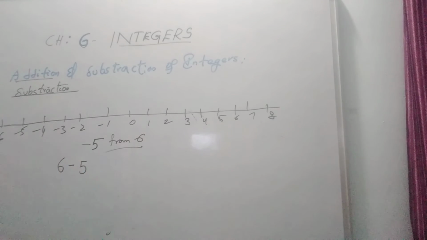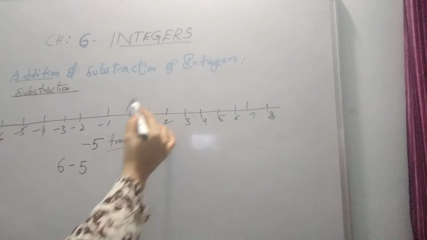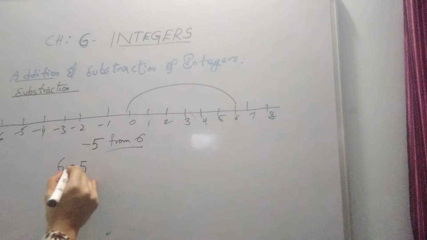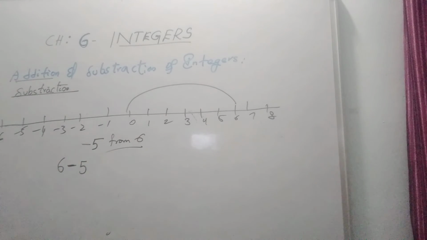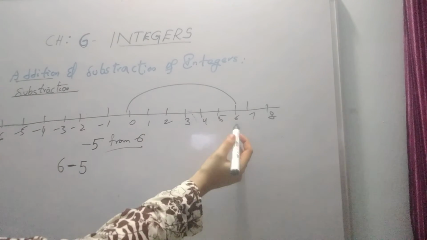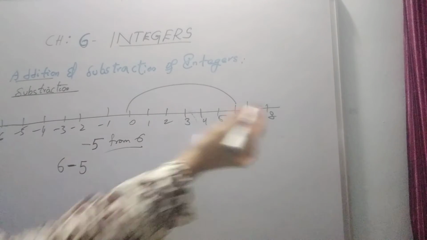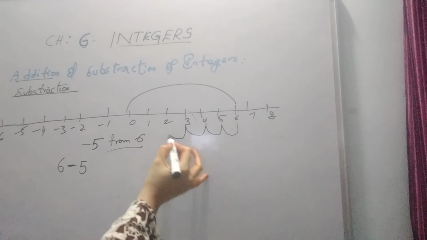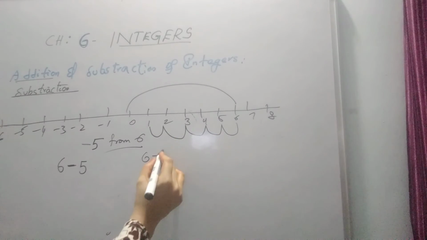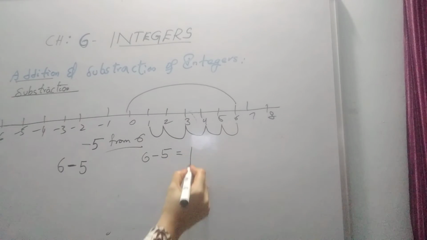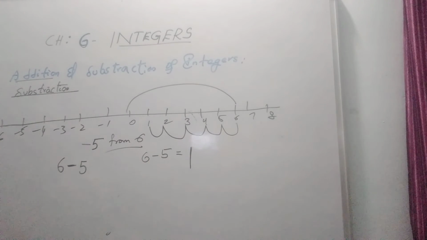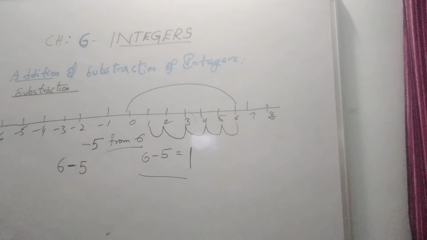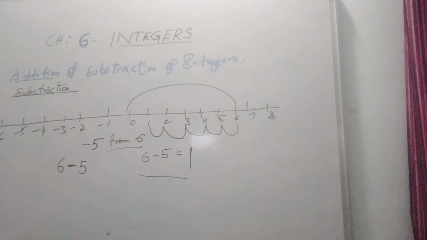We have to reach 6 directly from 0. Here what symbol do we get? Minus symbol. So do we take left jumps or right jumps? Here we have to take left jumps. 1, 2, 3, 4, 5. So 6 minus 5 equals 1. Is it clear? Very good.